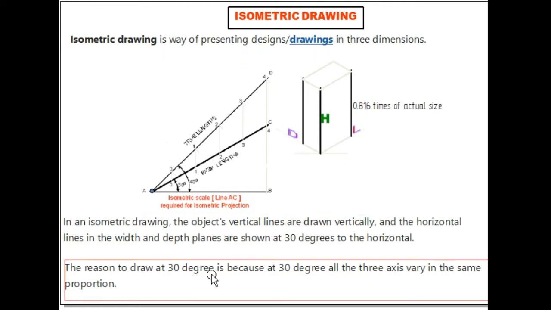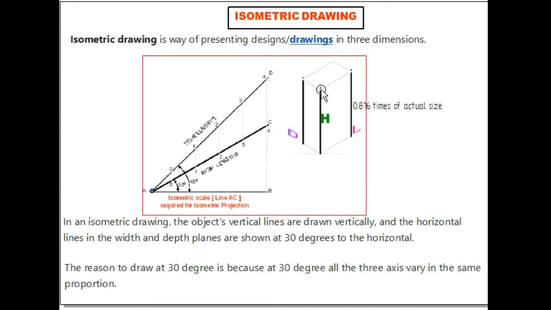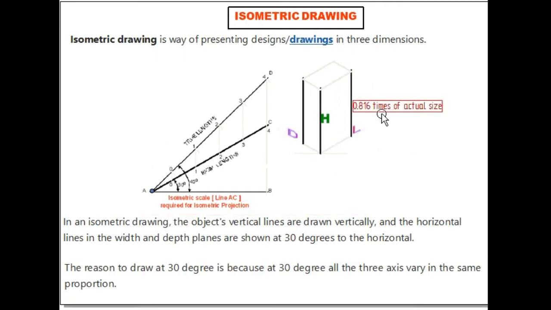The reason to draw at 30 degrees is that at 30 degrees all the three axes vary in the same proportion, that is 0.816 times the actual size.